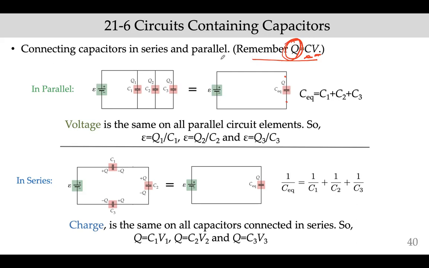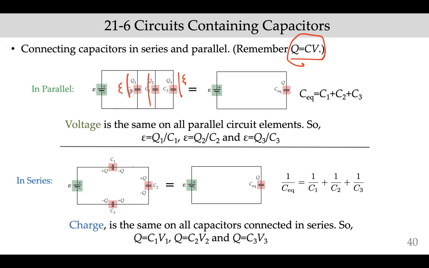So connecting capacitors in series and parallel, let's start with the parallels. If you have parallel capacitors like these, then the equivalent capacitance here would be C1 plus C2 plus C3. And again, the rule that the voltage is the same on all parallel circuit elements is valid. So we have epsilon here, then the voltage here is epsilon, here it's epsilon, and here it's epsilon. So then you can apply this formula on each capacitor.